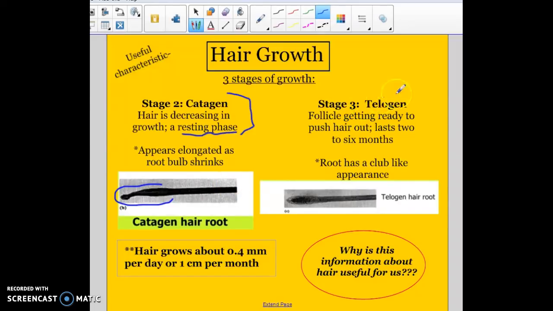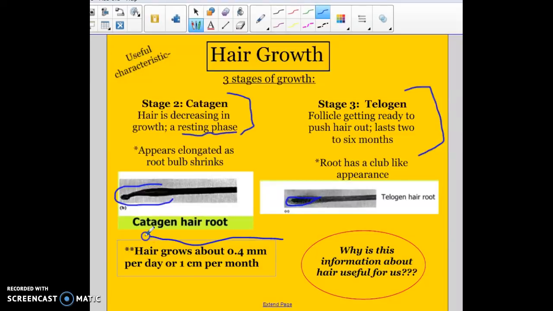The third stage is the telogen stage, where the follicle is getting ready to push the hair out of your head. This lasts anywhere from 2 to 6 months, and the root starts to have a club appearance, so it's pretty flattened out compared to a bulb-like appearance. Knowing which stage the hair is in is helpful, because if it's in the anagen stage, then you're looking for a follicular tag. If it's in one of these 2 stages, it's possible that the hair was transferred and not ripped out.